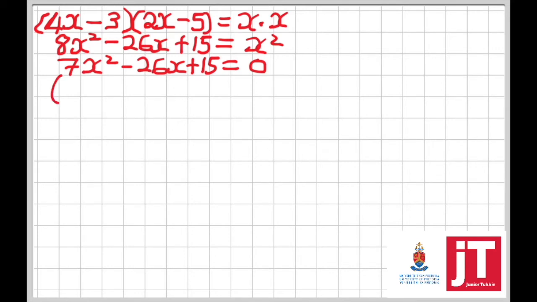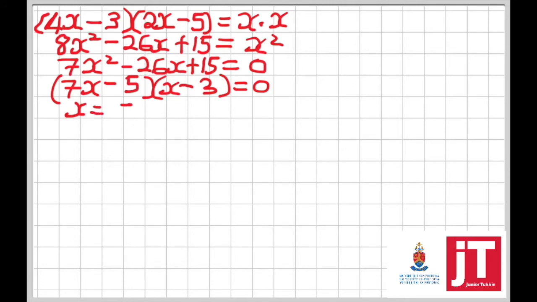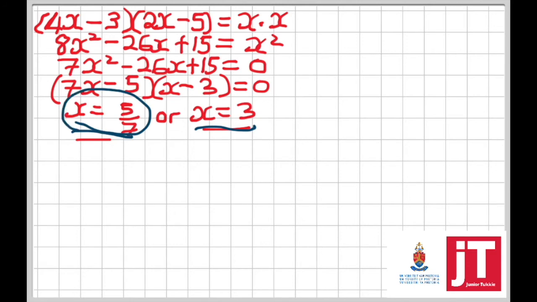You're going to get your factors as 7x and x in the bracket becomes 7x minus 5 in the first and x minus 3 in the second. Then you need to solve for your x values. You're going to get two x values, the first of which is x is equal to 5 over 7. The second is x is equal to positive 3. It is through these two x values that we need to generate two separate geometric sequences. So I'm going to start off with when x is equal to 5 over 7.